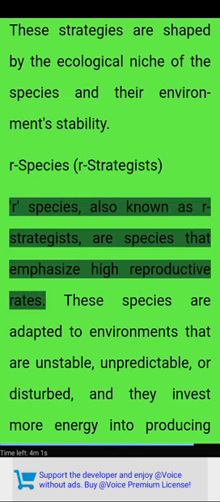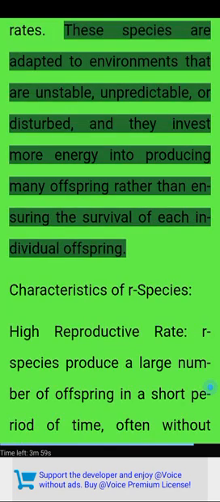r species are r strategists. r species, also known as r strategists, are species that emphasize high reproductive rates. These species are adapted to environments that are unstable, unpredictable, or disturbed, and they invest more energy into producing many offspring rather than ensuring the survival of each individual offspring.